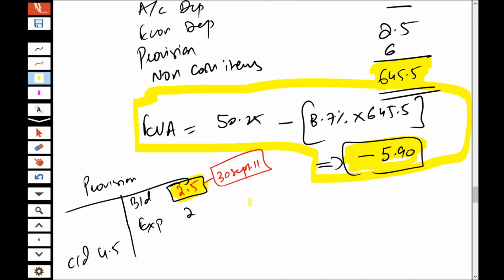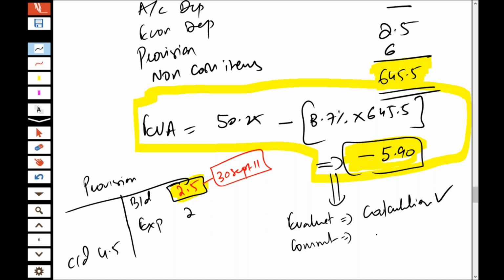And if the examiner is asking us to evaluate the performance using EVA, so evaluating the performance would mean that the first thing is we need to calculate it and then we need to comment on it.